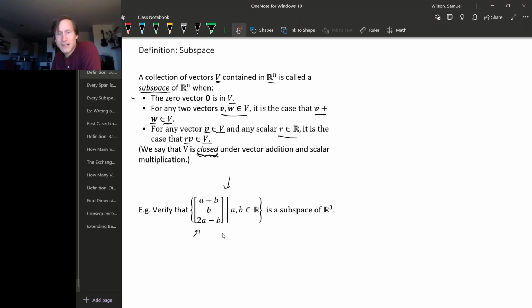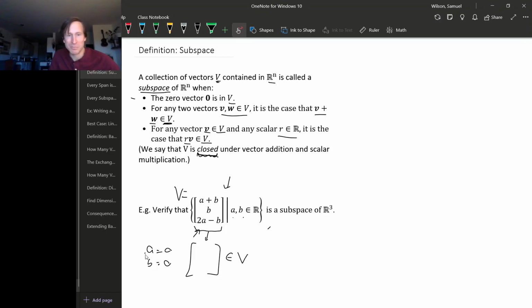Well, this collection is all vectors that look like this for any choice of A and B. So in particular, if we choose A to be 0 and B to be 0, the resulting vector will be in this subset. Let's call this capital V. Whatever we get from this formula by plugging in A equals 0 and B equals 0 will be in capital V just by definition. But if we plug in A equals 0 and B equals 0, we get 0, 0, 0. But this is the zero vector. So we've checked the first property: the zero vector is in capital V.